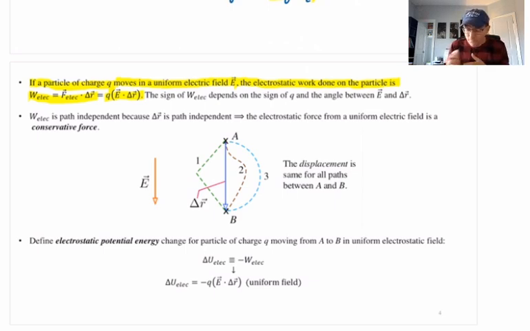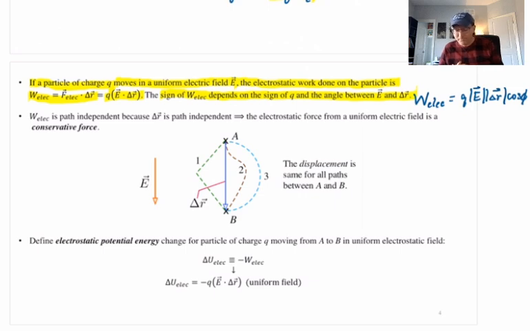And the sign of that W electric, that work, depends on two things: the sign of the charge Q and the angle between E and delta R. Because that formula for W electric, if I expand it out, would be Q times magnitude E times magnitude delta R times the cosine of what I'll call phi, which is the angle between E and delta R.